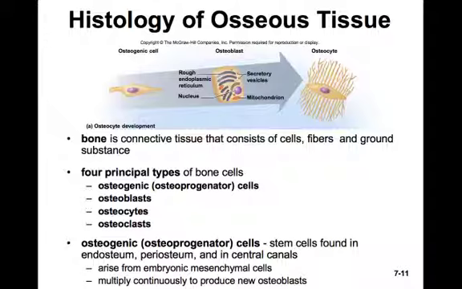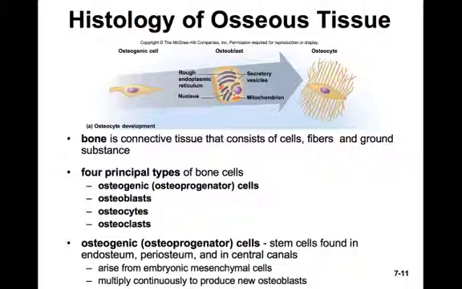Osteo will always refer to bone. Blasts will always refer to cells that make something. Cytes will always be the mature version of the cell. And clasts will always break stuff down. So if we changed it to myocytes, that would mean mature cells in the muscle tissue. But here we're looking at osteo.